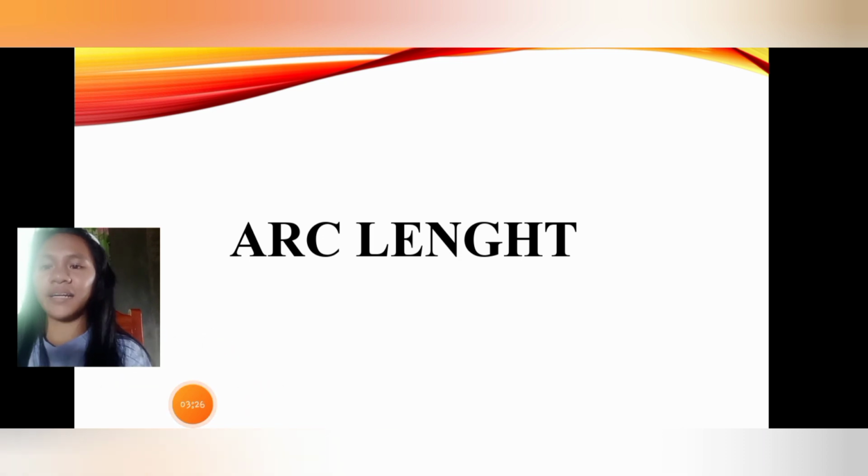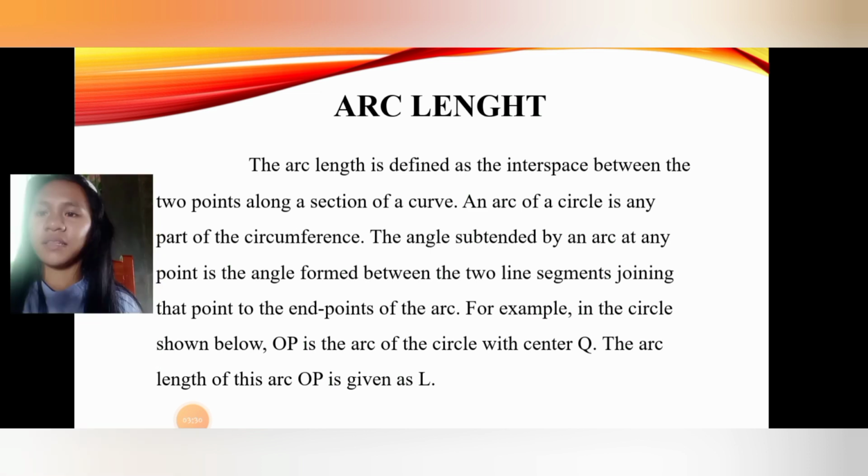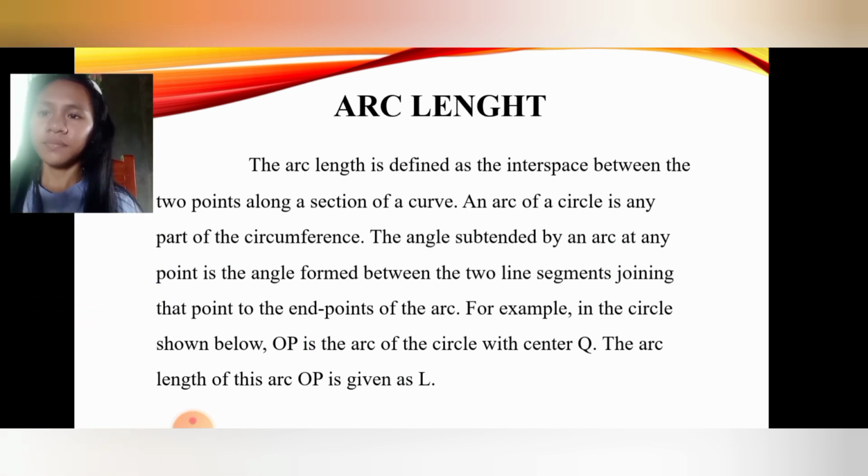So we have the arc length. Let's define the arc length first. The arc length is defined as the distance between two points along a section of a curve. An arc of a circle is any part of the circumference.